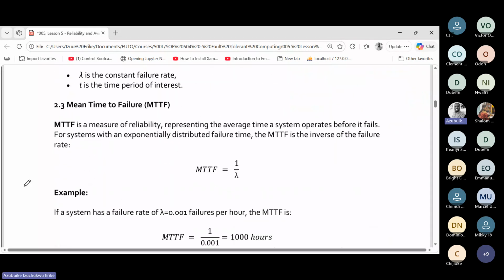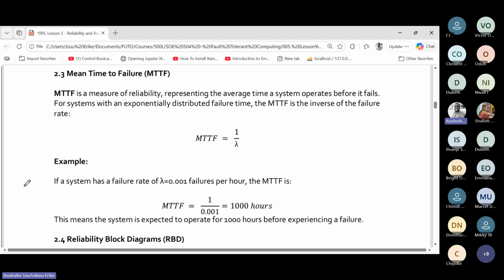So the next thing we want to discuss is the mean time to failure, because this is going to be a very good function for us to use in making our mathematical computations. So mean time to failure is a measure of reliability, and it tells us the average time. Of course, you know that when we talk about mean, we are talking about average. It tells us the average time a system operates before it fails.